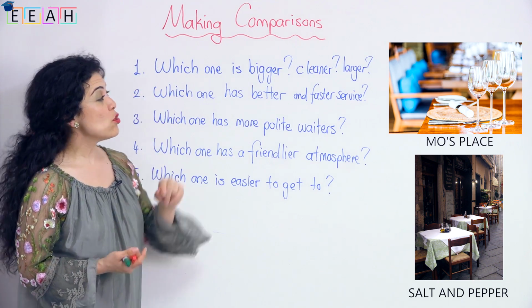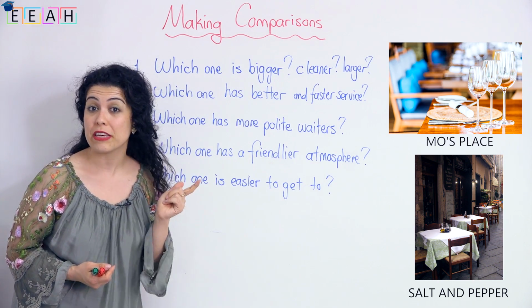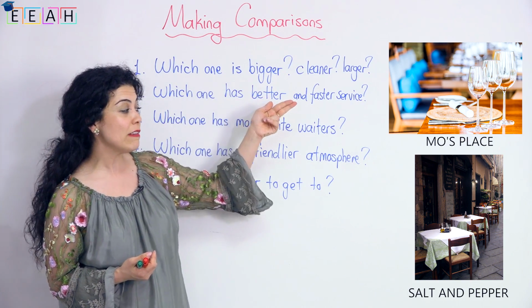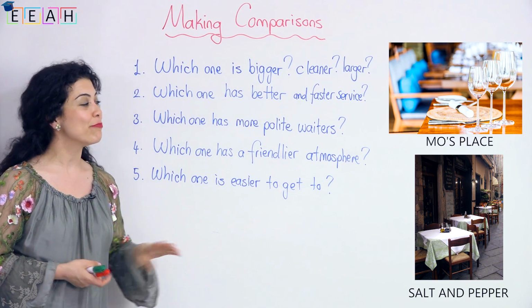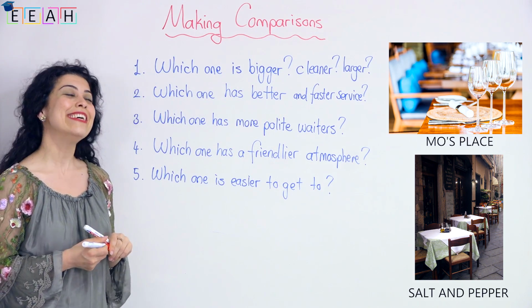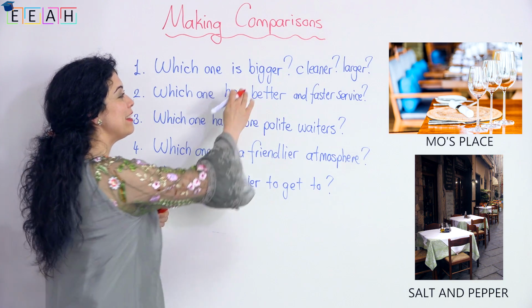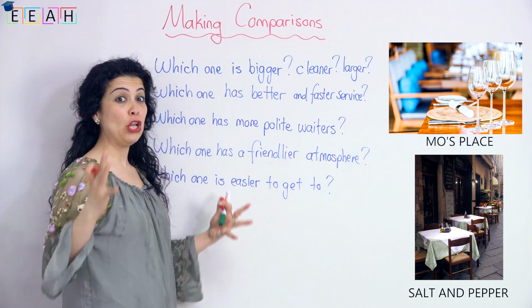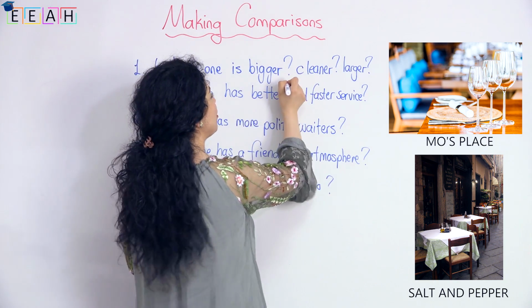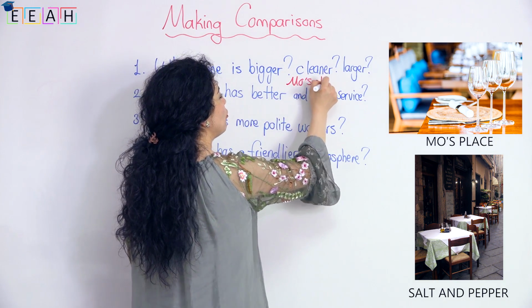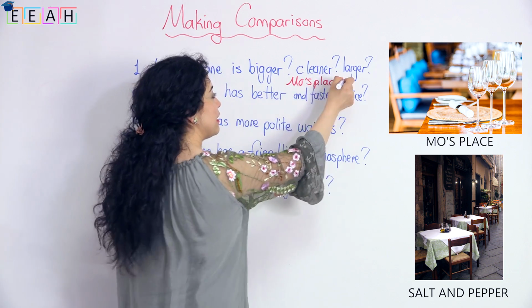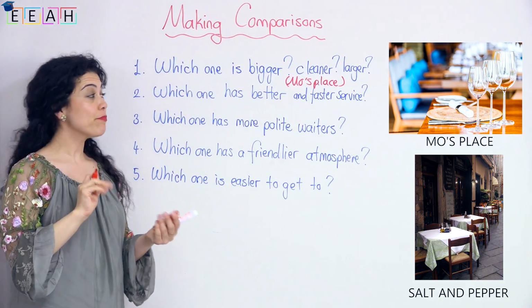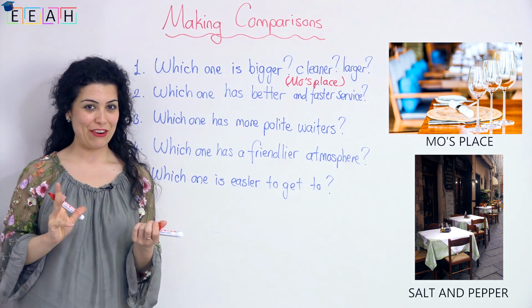First one, which one is bigger, do you think? Which one is bigger, Mo's Place or Salt and Pepper? What do you think? Yes, Mo's Place is bigger, cleaner, and larger, definitely. So here we go. Mo's Place is bigger, cleaner, and larger.